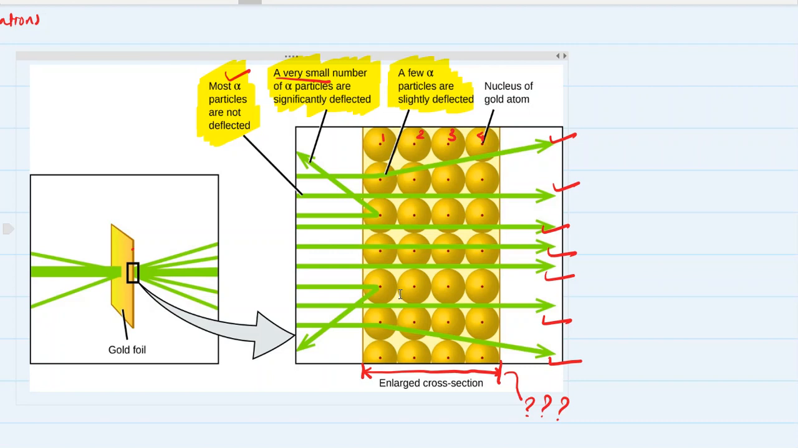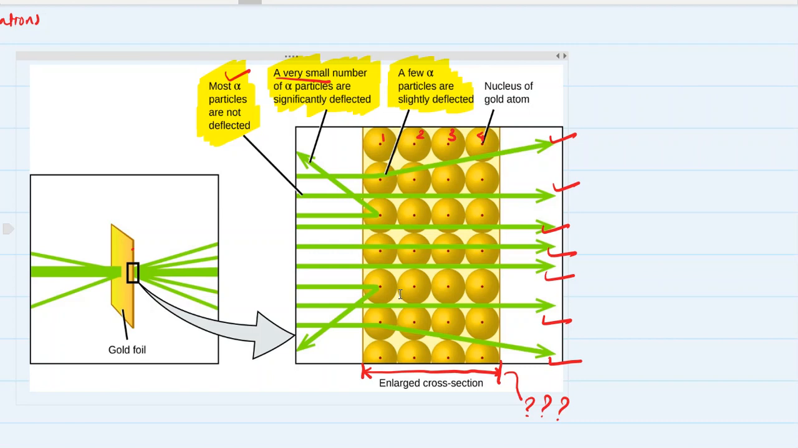So since most of the space inside the atom is nothing but empty space, it easily allows the alpha particle to get through. So most of the alpha particles get through the gold foil. That is the reason, because the atom as a whole is relatively empty. Atom तो कुछ नहीं है, खाली जगह है.